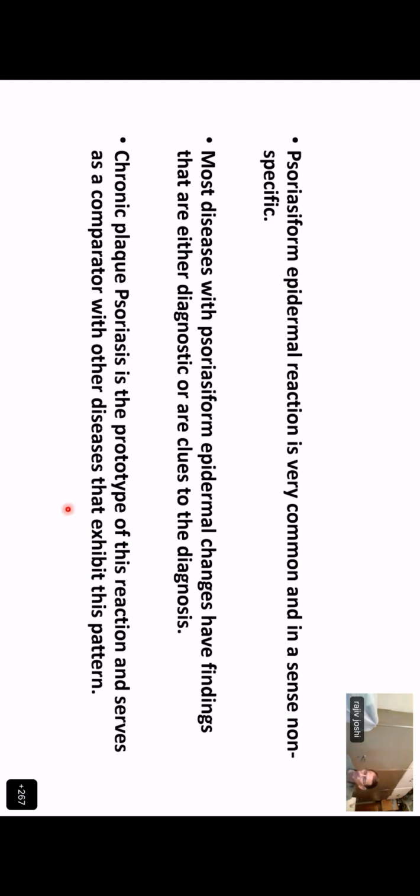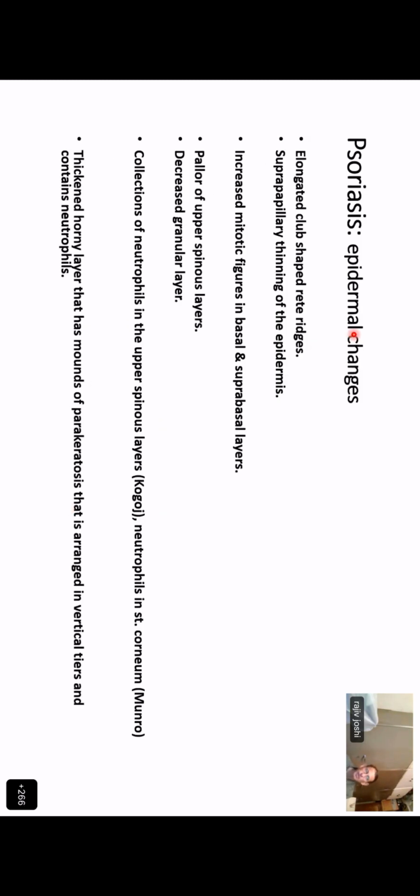So taking that as a prototype, you can develop this pattern further. These are all the epidermal changes that you get: elongated club-shaped ridges, suprapapillary thinning, increased mitotic figures in basal and suprabasal layers, because psoriasis is a hyperproliferative skin disease. The normal time taken for a germinative cell from the basal cell layer to be shed off as a stratum corneum is about 4 weeks. But in psoriasis, it happens within about 7 to 10 days.